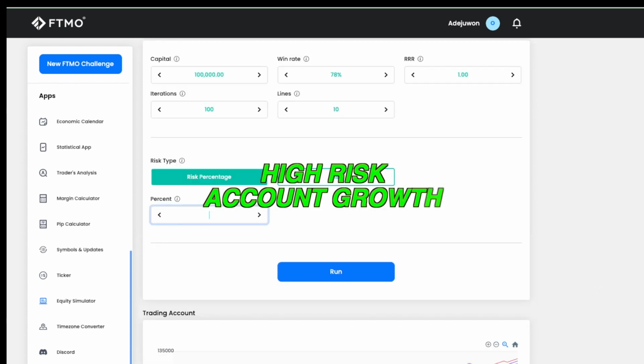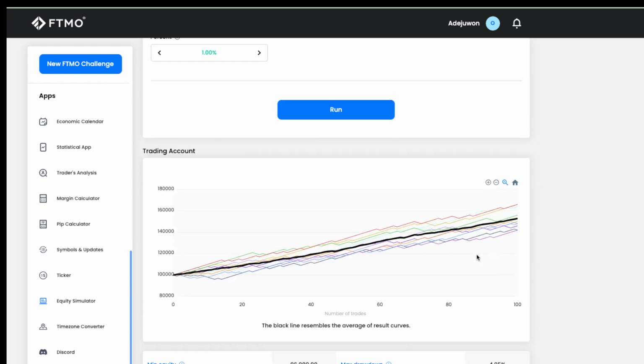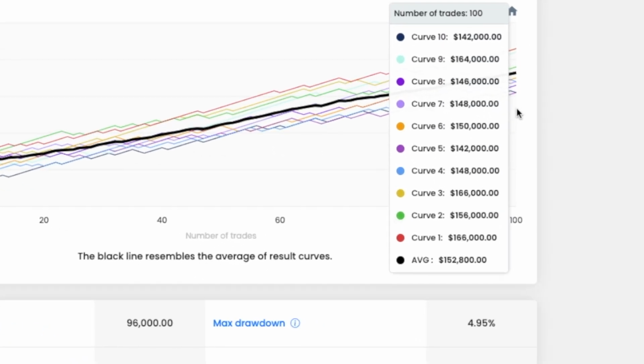And now let's just increase this to make this a bit faster for us, just to see how fast we can grow this account. And then we're going to go to the high risk now, which is at 1% per trade risk. And now we can see this. So right over here, we are now at 152,000. So this is how you'd be able to pass your account.